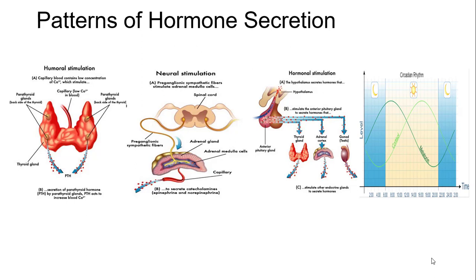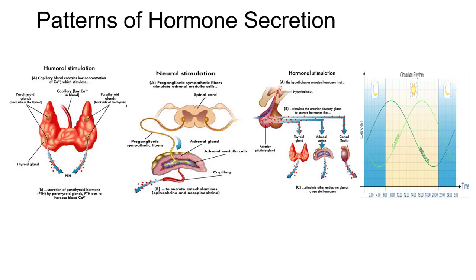The patterns of hormone secretion can be classified into four types. The first is humoral stimulation, the second is neural stimulation, the third is hormonal stimulation, and the fourth is circadian rhythm. Humoral stimulation refers to hormone being secreted to maintain a set point for certain substances. That is, the hormone is secreted to maintain homeostasis.